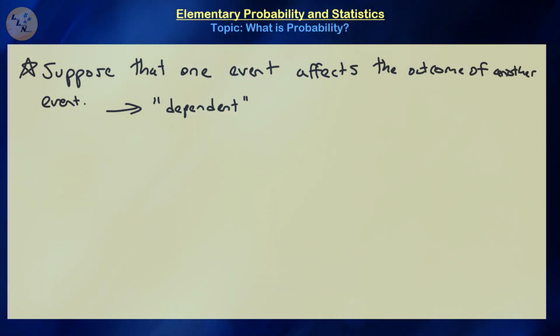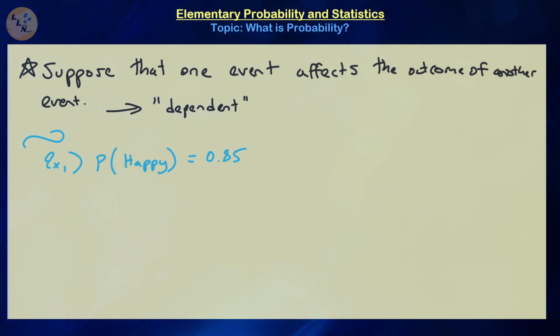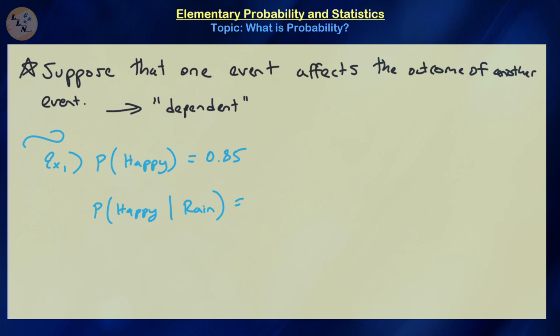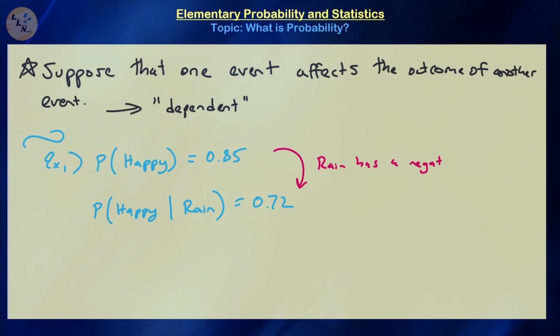So let's look at another example that we're going to work with. Let us assume we have happiness. If I were to choose a random time throughout the day, the probability that you are happy is approximately 85%, let's assume. But some people are affected by the weather. So what is the probability that you are happy assuming that it's raining outside? Usually this is going to be lower or maybe even higher than it used to be. Let's assume it has a negative impact on your probability. So in this case, rain has a negative impact on your happiness, right?